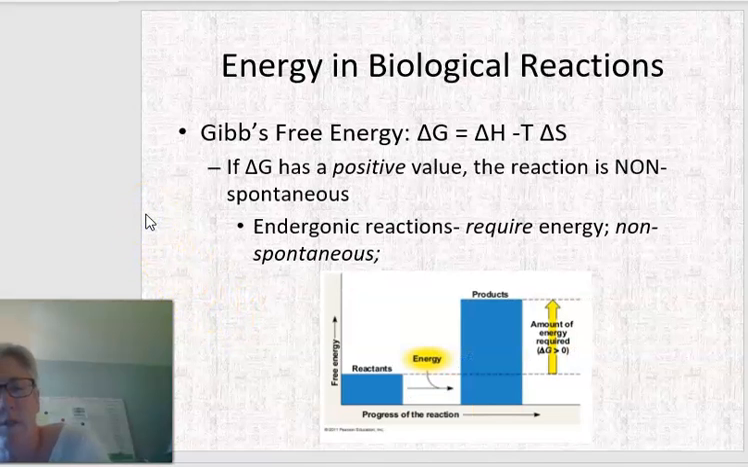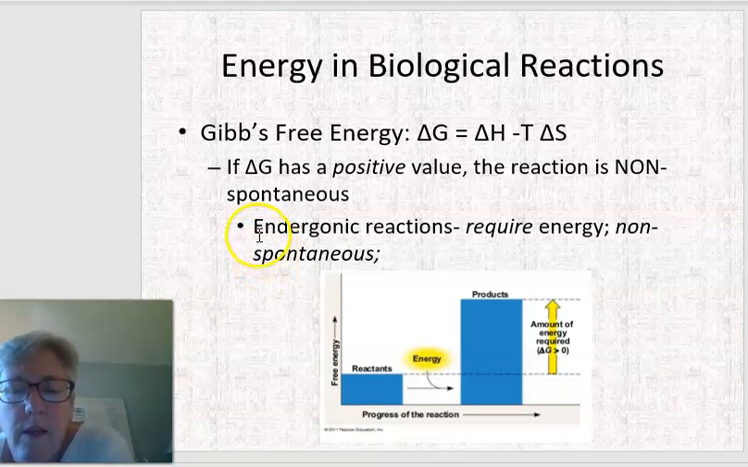The opposite situation is called endergonic, and that is the kind of reaction that requires an input of energy. It's non-spontaneous. So here we have reactants. Free energy is on our y-axis again. Our reactants have a certain amount of free energy. We're putting energy in to convert those into products. So it's requiring an input of energy, and by definition, that's an endergonic reaction.